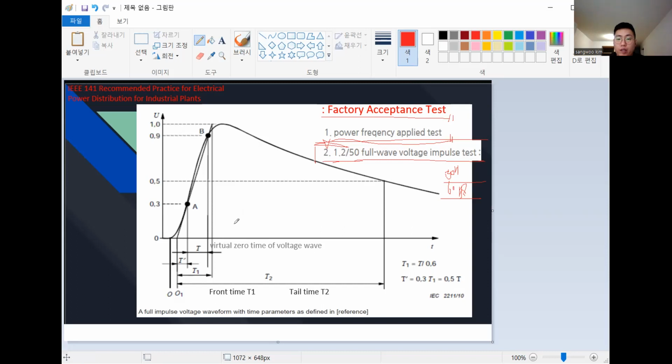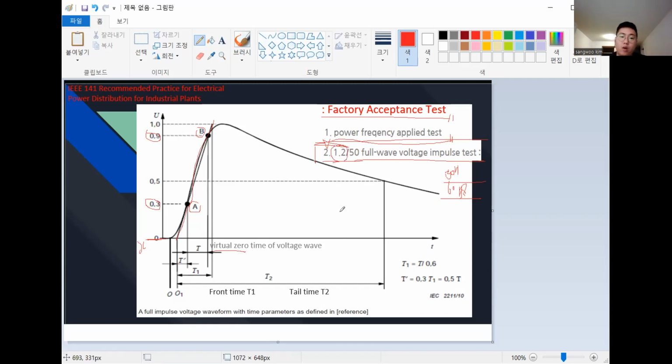As you can see here, first of all we mark the 30% and 90% points, A and B, and we make a line through them. Here you can see this black line. When this line reaches the time axis, we call that the virtual zero point, right? So first of all, 1.2 microseconds.